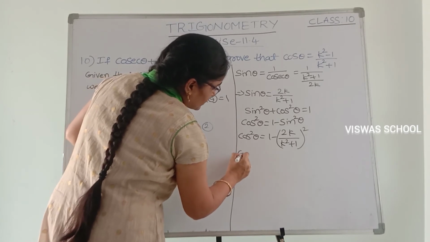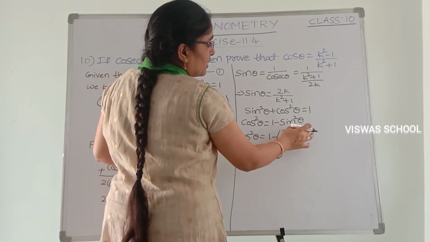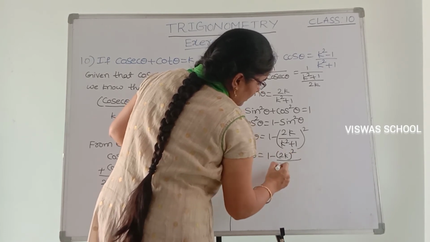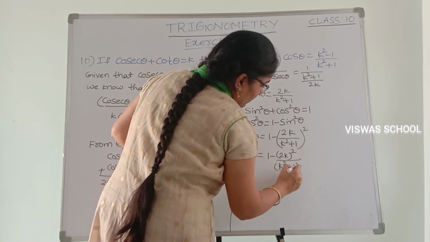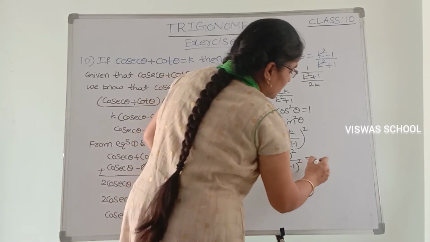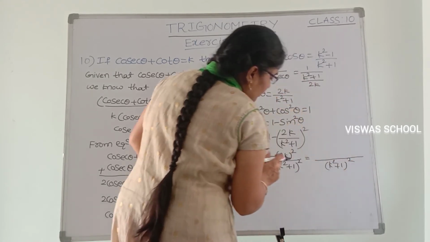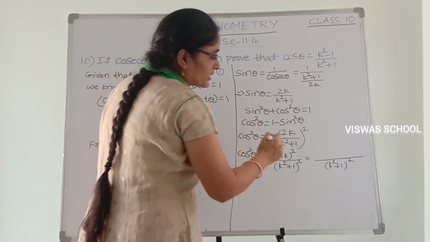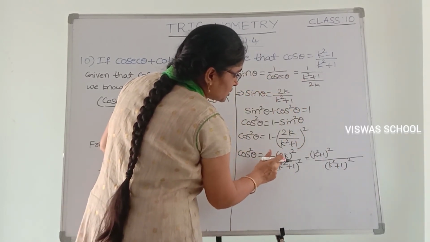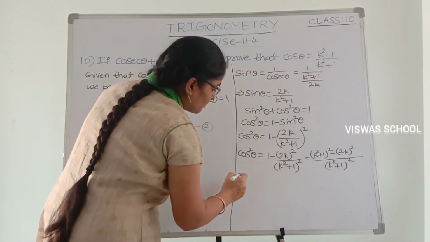Now cos square theta is equal to 1 minus, this is what? 2k whole square, separate the square here, 2k whole square by, and the denominator is also k square plus 1 whole square. Now what is the LCM here? k square plus 1 whole square is the LCM. Now in the numerator, 1 into k square plus 1 whole square, that is k square plus 1 whole square, minus 2k whole square. Simplify that.